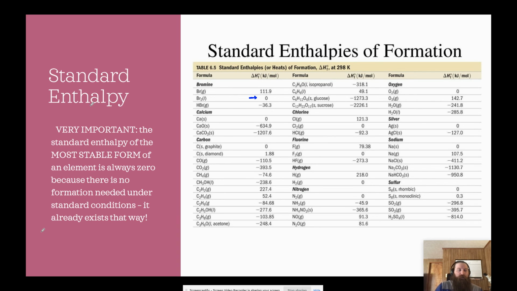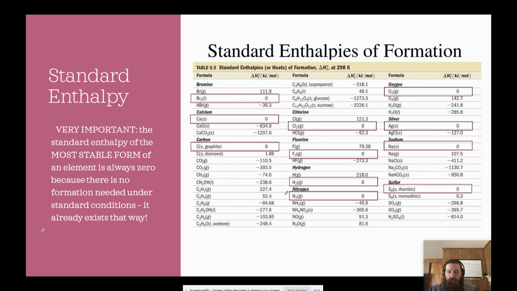How can we think about that? You can't form something that's already present. That's really what that zero is saying. So under standard conditions, bromine already exists, so it doesn't take any energy to form it because it's already there. If you see a zero, that is the most stable form of the element. There's a bunch of those on there.